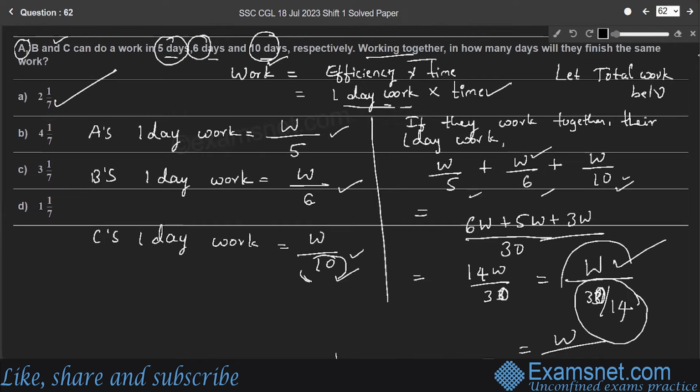The meaning of this value indicates the total work divided by total time, which is nothing but their efficiency. Therefore, A, B and C together take 2 integer 1 by 7 number of days. Option A is the right answer.